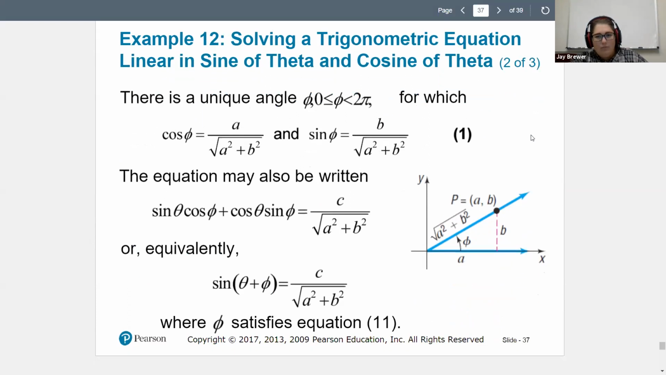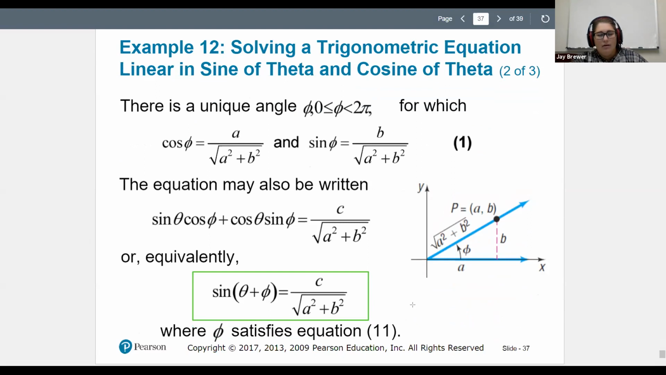Once you do that, we then start bringing phi back into play. So we eventually end up getting, let's bring this back in, the equation right here that satisfies equation 11. Okay, obviously they have a nice little diagram there that helps you get to that point.